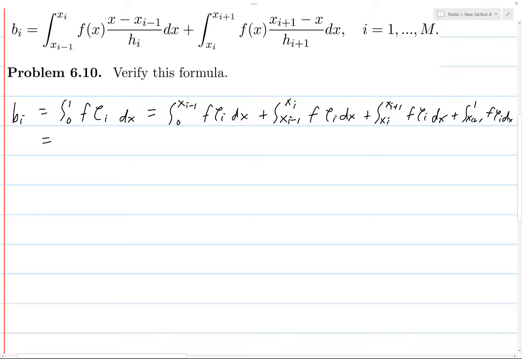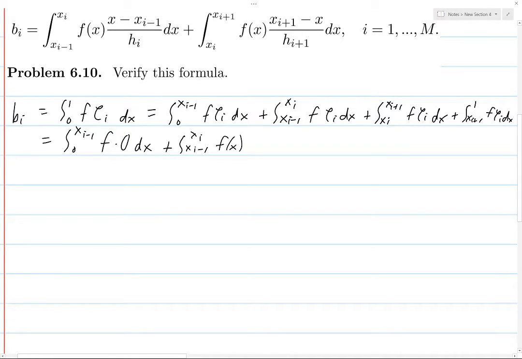So, what is phi I? You can look back in the textbook and see what the definition of phi I is. It's just that hat function. But we know that from 0 to xi minus 1, it's constantly 0. So this is just f of x times 0. I'm just going to write this as f times 0 dx plus the integral from xi minus 1 to xi.